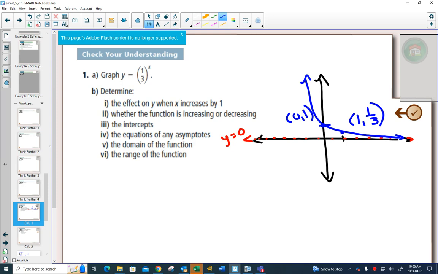This is the graph of (1/3)^x. To determine each of these things, what happens to y each time our x increases by 1? The y value gets multiplied by 1/3. Is this graph increasing or decreasing? It's going down from left to right, so it is decreasing.